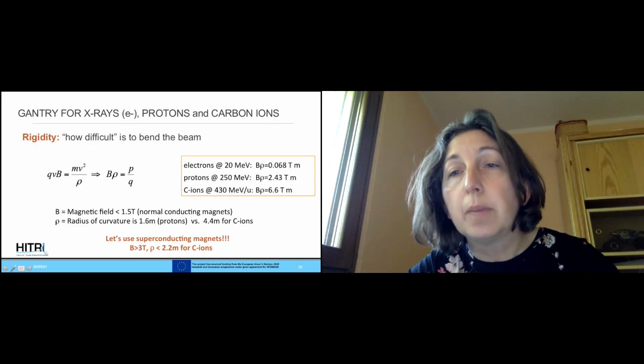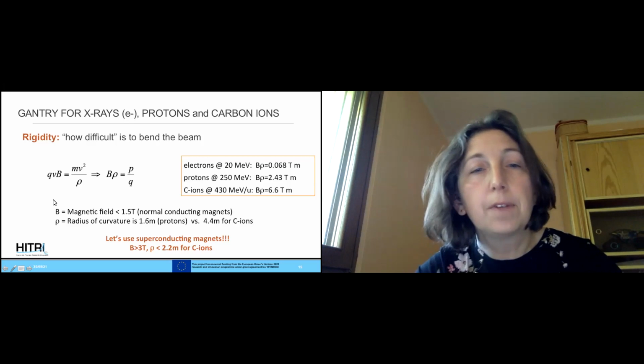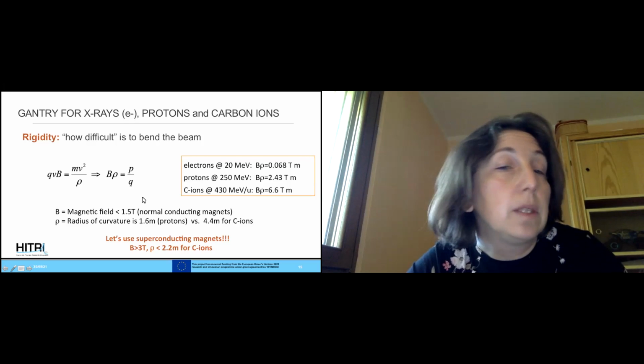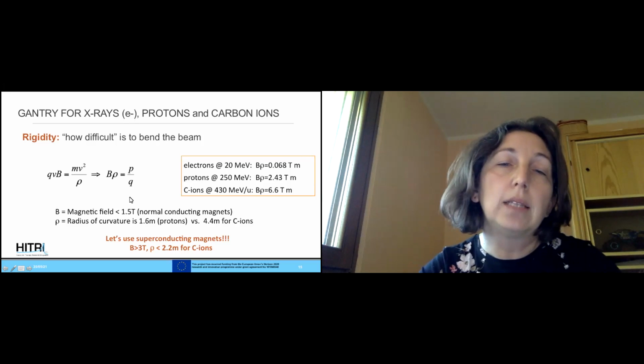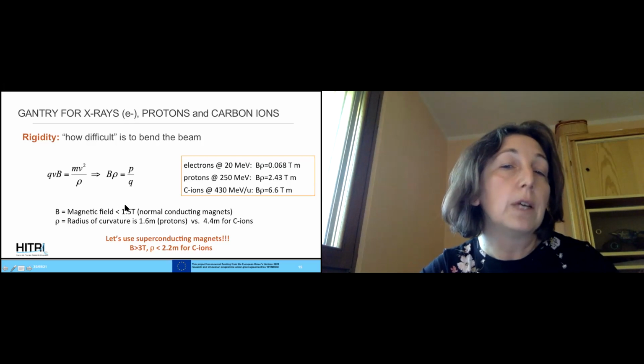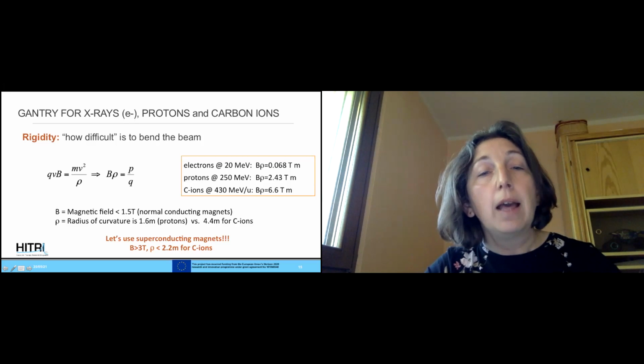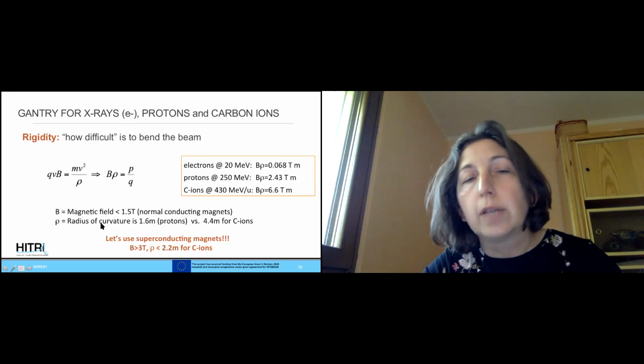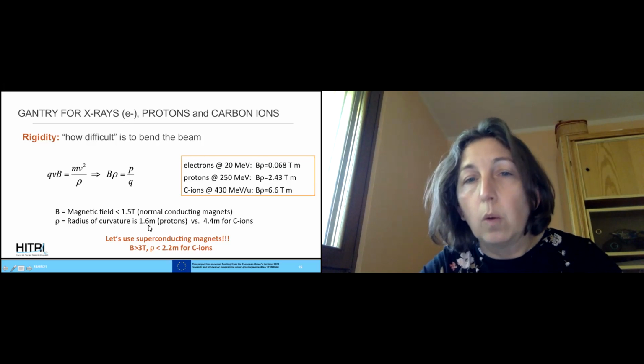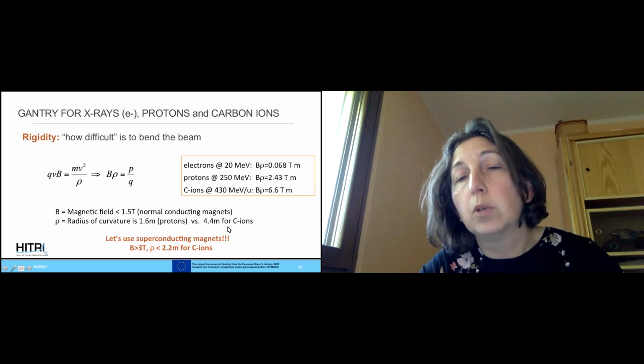And that's why the dimensions vary a lot, because we have, of course, a limit in the magnetic field that we can put in a magnet. And for normal conducting magnets, we have 1.5 Tesla for your bending. And this defines the curvature radius of the entire system, which is less than 2 meters for protons, more than 4 meters for carbon ions.